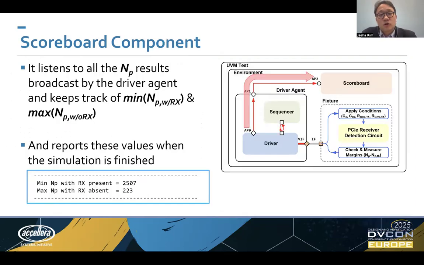All right, last one is the scoreboard component. This scoreboard component listens to all the NP results broadcast by the driver agent, and it will keep track of the minimum NP among them, as well as the maximum NP among them. When the simulation is finished, it will report those numbers using these outputs, like the minimum NP with the RX present, in this case 2507, and the maximum NP with the RX absent, 223. What we expect is that the first number is larger than the second one, which is true in this case. This indicates that the RX detection circuit is working properly, and we can use the number in the middle as the threshold to determine the presence of the receiver.